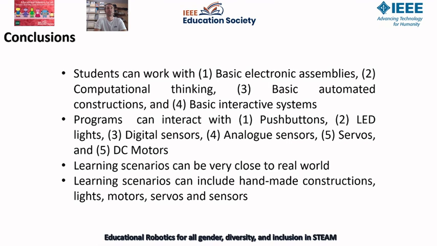The conclusions for this topic are that the students can work with basic electronic assemblies, computational thinking, basic automated constructions, and basic interactive systems. And when we are using Crumble, the programs can interact with push buttons, LED lights, digital sensors, analog sensors, servos, and DC motors. The learning scenarios can be very close to the real world, as you can see with the traffic light and line follower, and the learning scenarios can include handmade constructions, lights, motors, servos, and sensors.